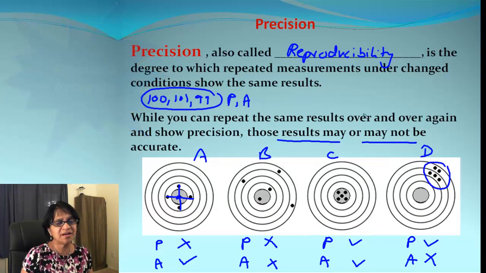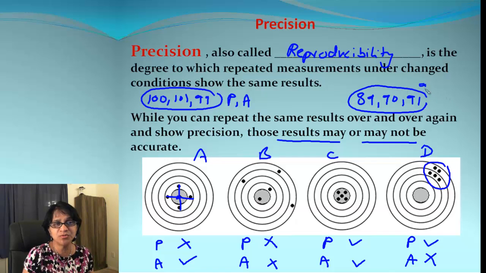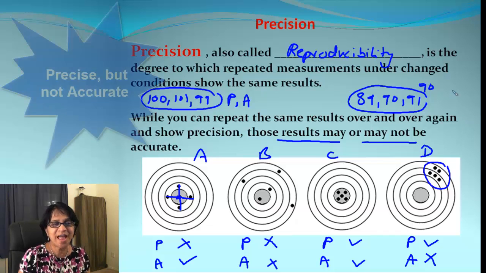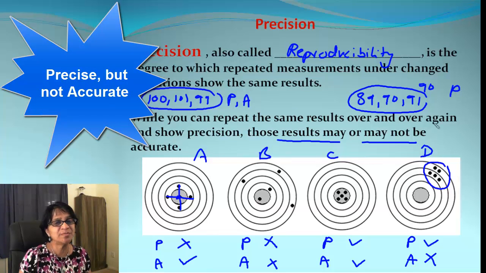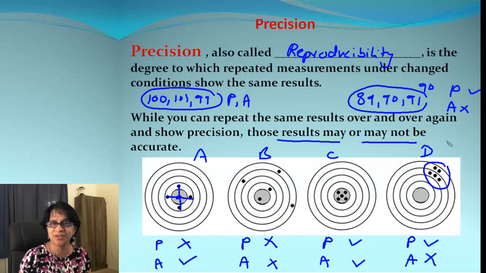What if I'm consistently getting values 89, 90, 91? The average of all these numbers comes to be 90. That is not the accurate answer. It should be close to 100. But I am consistently getting close to 90. So what do we have? We are still having precision here, but we do not have accuracy in this case. Okay, so I hope you understood the concept of accuracy and precision.